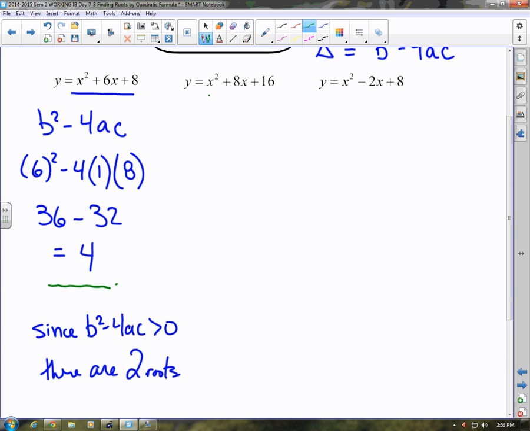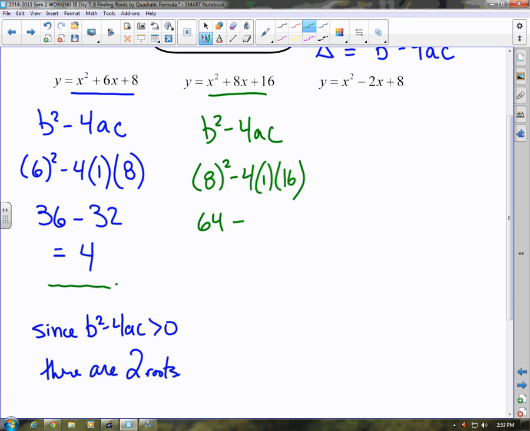Okay, what about this one? This one we also factored, and it gave us 1. So now, to answer your question, how can we tell? Well, we look at the discriminant. B squared minus 4ac, so that's going to be 8 squared minus 4 times 1 times 16. 8 squared is 64, and 4 times 16 is 64, and when you subtract them, you get 0.